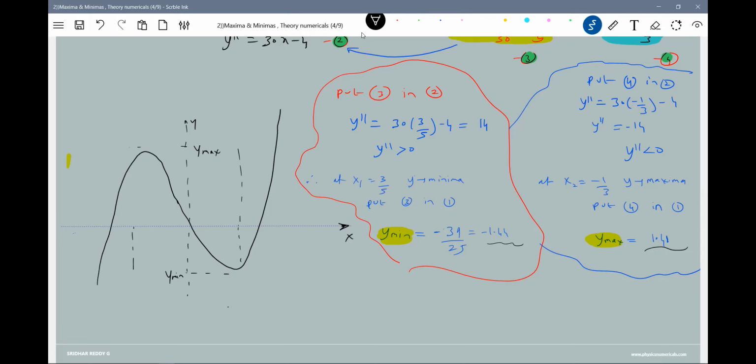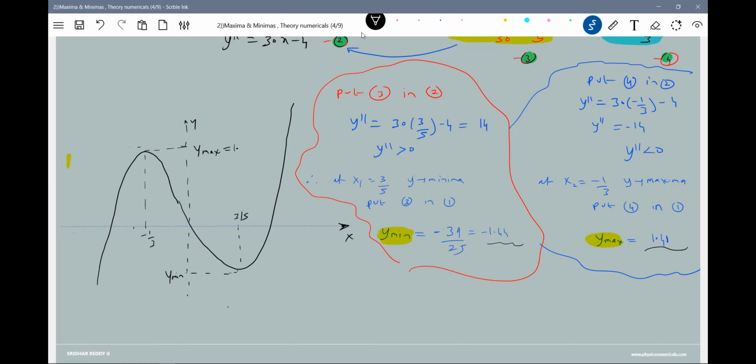So here is the minima. This is the maxima, already indicated. This is the minima. So what is the value of this? Minima will be 3/5. I think the curve is like this. No, this is -1/3. I can't show this completely, I'm just putting it. So what is the maximum value of this?